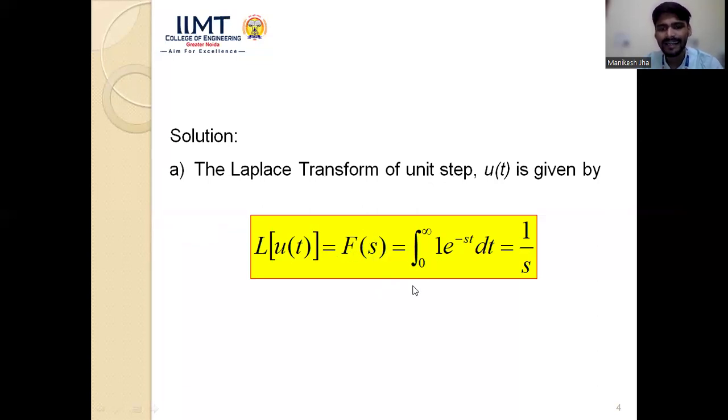How do we find it? Integration from 0 to infinity. When we are taking the time from 0 to infinity, we know that when time is positive, the value of u(t) is 1. So we are taking 1 times e to the power minus st dt. When we integrate this, we get 1 upon s. So the Laplace transform of the unit step signal is 1 upon s.